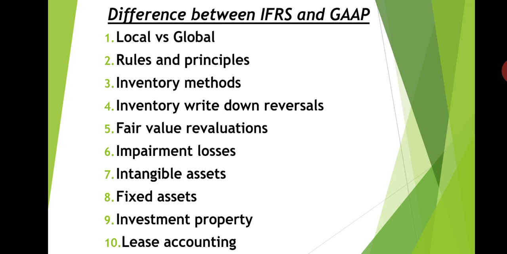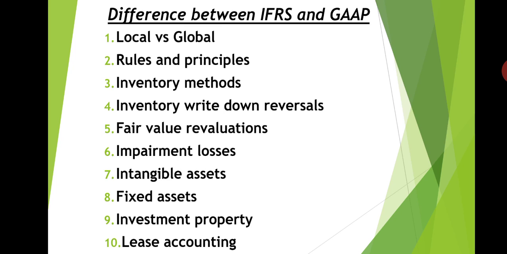The next one, impairment losses. Both the standards allow for the recognition of impairment losses on long-lived assets when the market value of an asset declines. So when conditions change, IFRS allows impairment losses to be reversed for all types of assets except goodwill, but GAAP takes a more conservative approach and prohibits reversals of impairment losses of all types of assets.